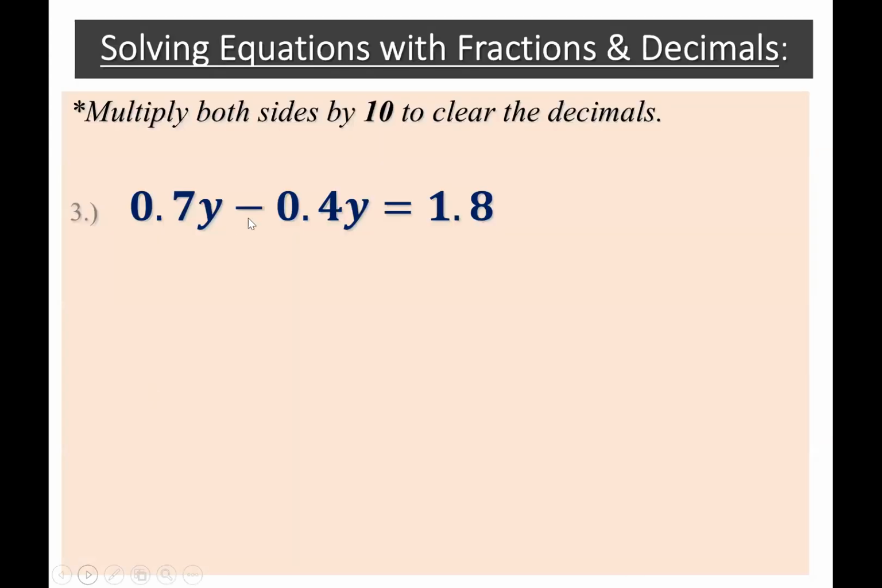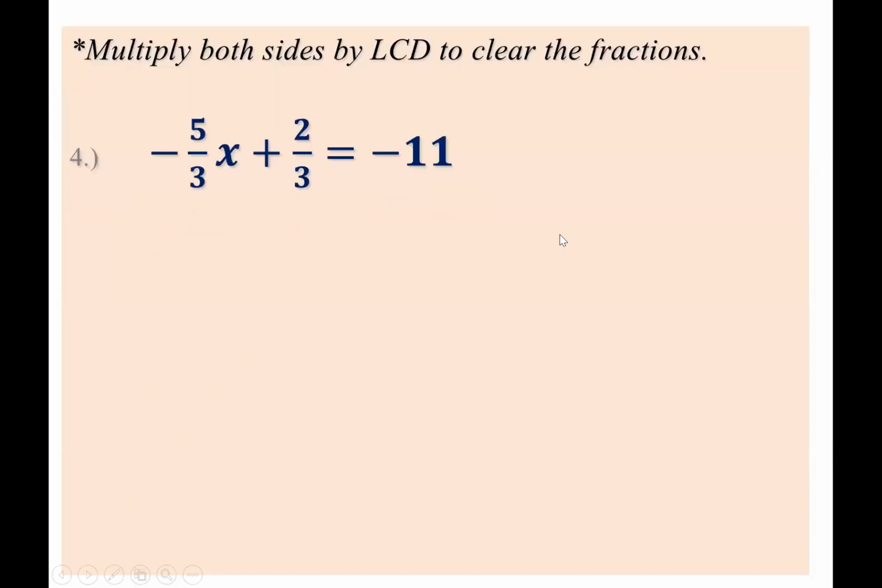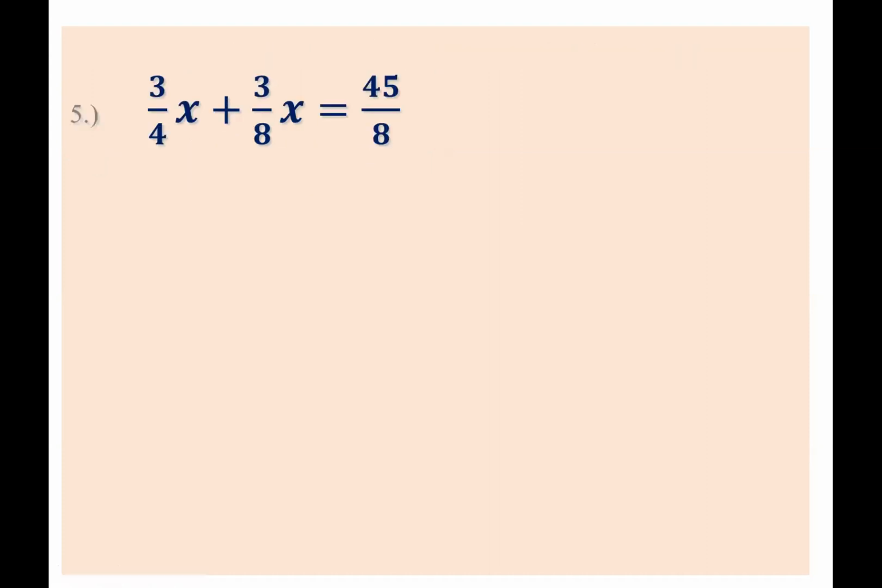All right, so here are the 3 problems we haven't done, but we will in a separate video. So number 3, 0.7y minus 0.4y equals 1.8. I want to talk about clearing the decimals. Number 4, this is a fraction one, multiplying by the LCD, negative 5/3 x plus 2/3 equals negative 11. And then number 5, 3/4 x plus 3/8 x equals 45/8.